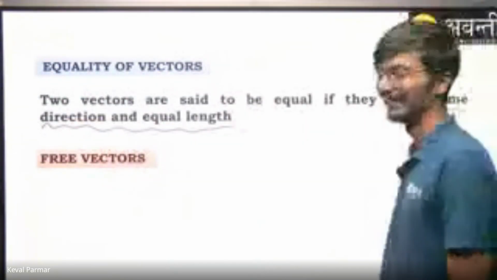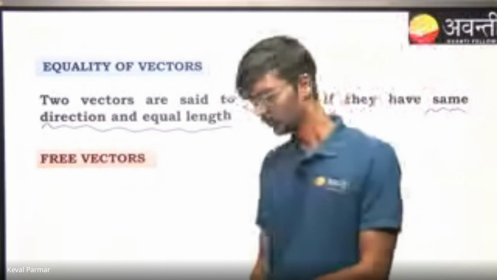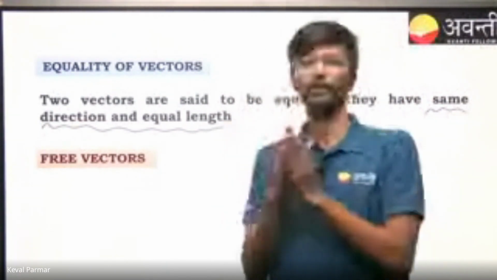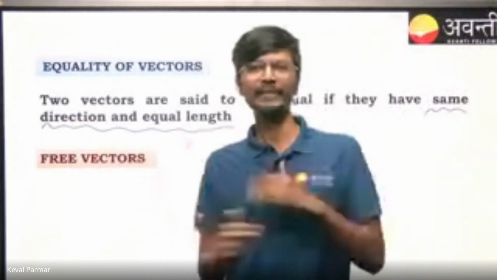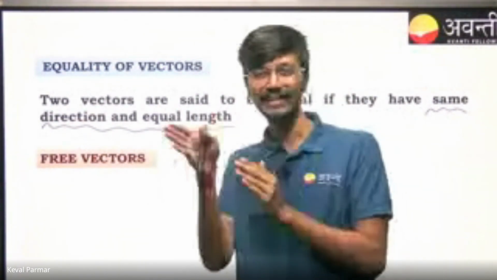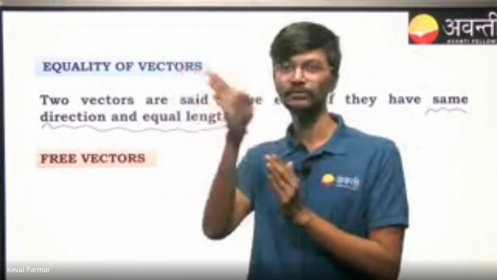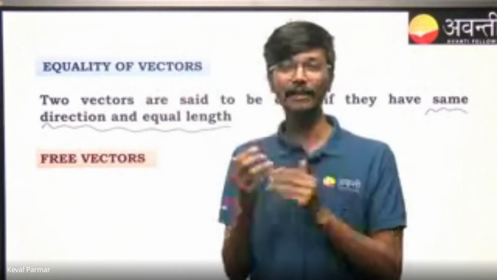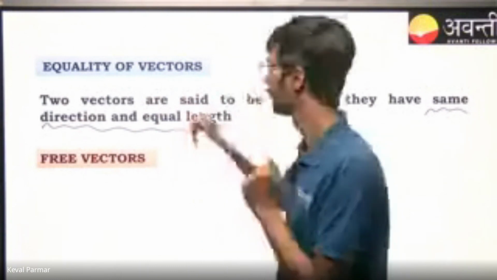Next, free vectors. So basically in physics, we do not use free vectors. In physics, mainly we use directed vectors such as force. Force has a direction. If we change the direction of the force, then its effect also changes. Let me give a simple example.